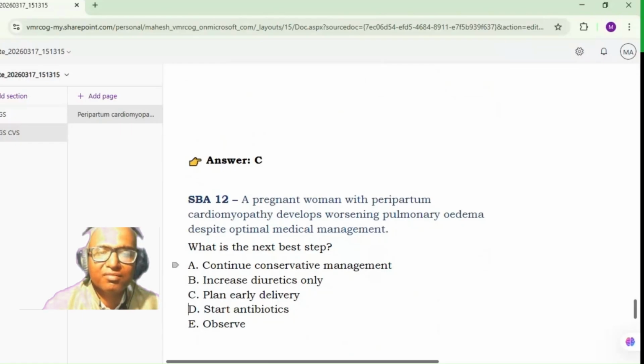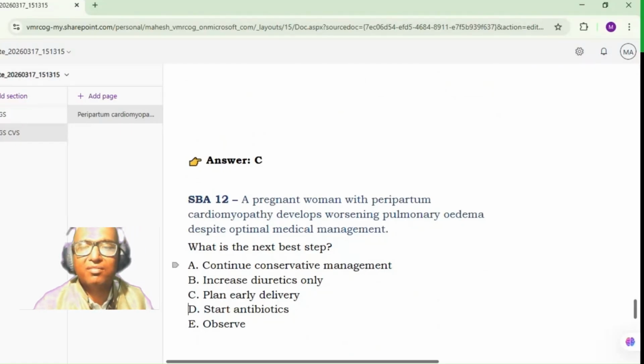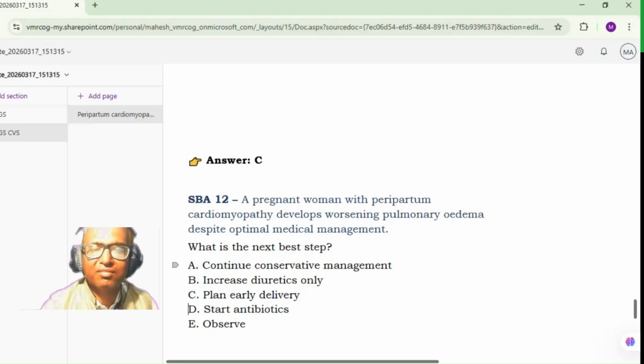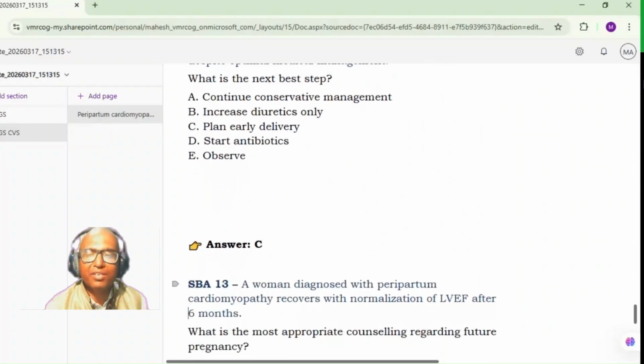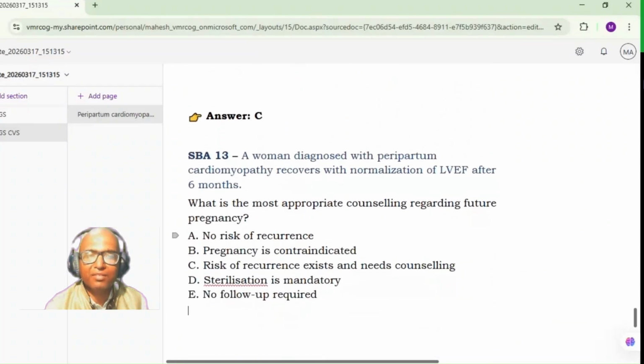A pregnant woman with peripartum cardiomyopathy develops worsening pulmonary edema despite optimal medical treatment. What is the next best step? Continue conservative treatment, increase diuretics, plan early delivery, start antibiotic, observe. So, plan early delivery. There is worsening pulmonary edema despite medical management. They have not given the duration of the pregnancy, but early delivery is to be planned.